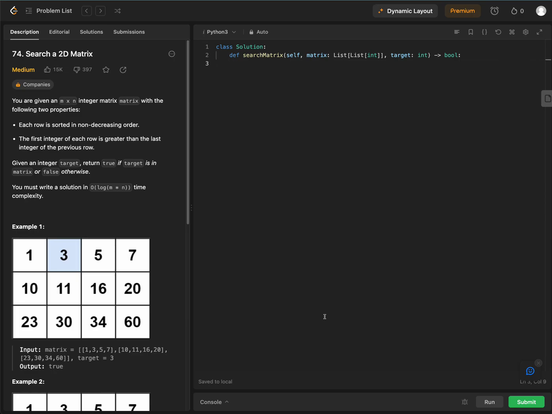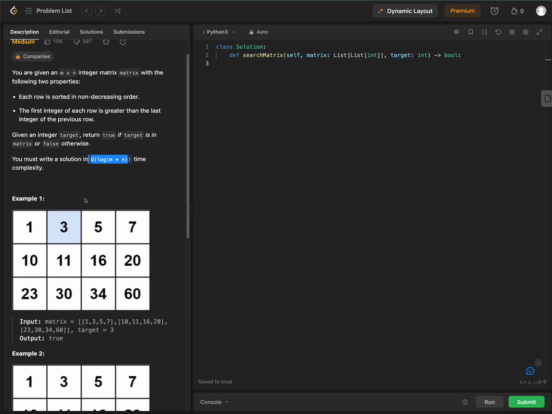This is Search a 2D Matrix. We are given an m times n integer matrix with the following two properties. Each row is sorted in non-decreasing order, and the first integer of each row is greater than the last integer of the previous row. Given an integer target, we are supposed to return true if it is in the matrix, false otherwise. And we need to find a solution in O(log(m times n)) time complexity.